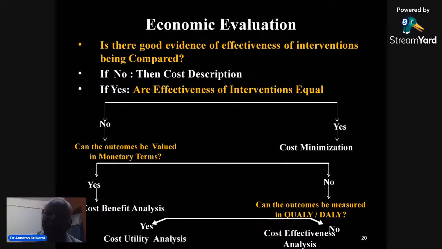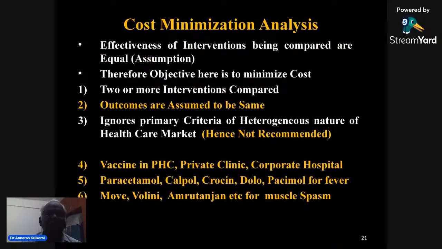If the answer is yes, we do cost minimization analysis. If the answer is no, we ask the next question: can the outcomes be valued in monetary terms? If the answer is yes, we do cost benefit analysis. If the answer is no, we ask the next question: can the outcome be measured in QALYs or DALYs? If the answer is yes, we do cost utility analysis. If the answer is no, we do cost effectiveness analysis. So this is how we can decide which particular economic evaluation has to be done.